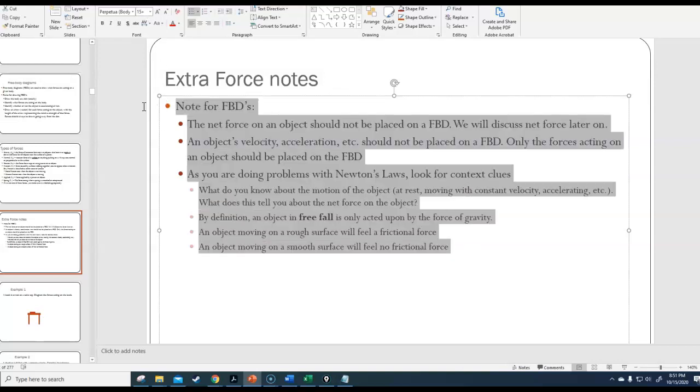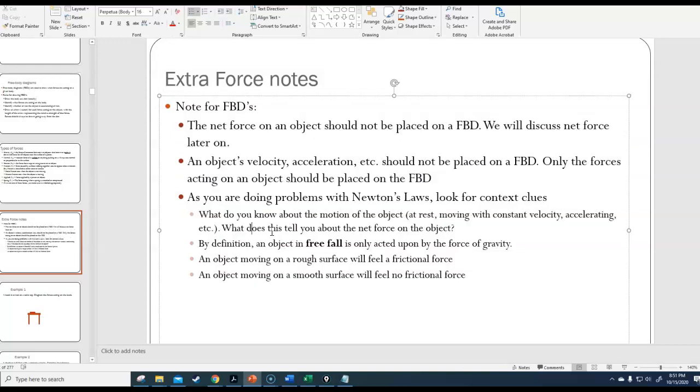And down here you can just read a couple more hints. Use context clues. By definition, an object in free fall is only acted upon by the force of gravity. We've talked about free fall before, but here for the first time you see the actual definition. An object in free fall, by definition, the only force acting on it is the force of gravity. An object moving on a rough surface is going to feel a frictional force. If a problem says an object moves along a smooth surface, that's a context clue telling you that there's probably not any friction acting. These are all little context clues that you can use to help you draw FBDs.